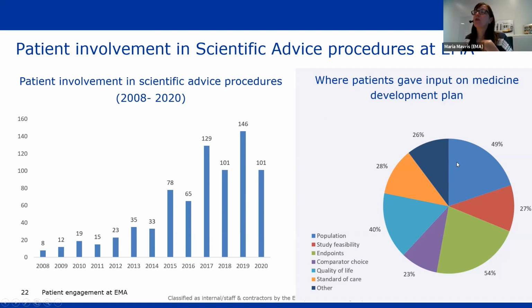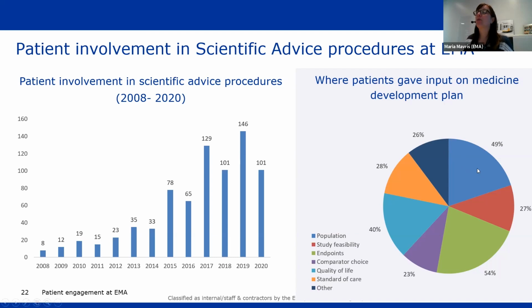On this side here, you'll see the areas, as I described in my previous slide, where patients actually gave input. In the development plan, you can see that patients gave most input into the endpoints of the studies. So for example, here in this green area, in more than 54% of the scientific advice procedures we looked at, patients made some comment on the endpoints of the development plan, whether they were meaningful to patients, feasible, whether they were worded in the right way.